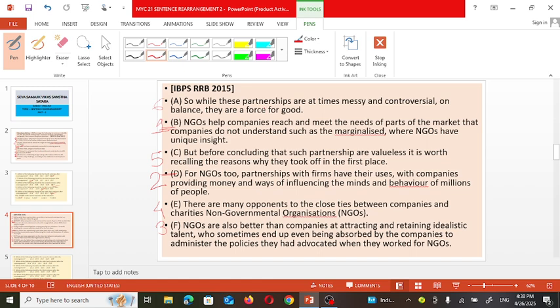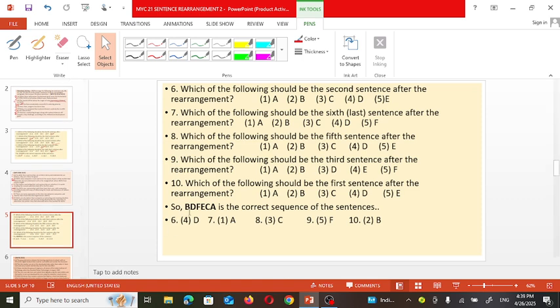So while these partnerships are at times messy and controversial, on balance, they are a force for good. So the arrangement will be like this: B, D, F, E, C, A. So like that will be the correct sequence of these given sentences to make a meaningful paragraph. So here B, D, F, E, C, A.